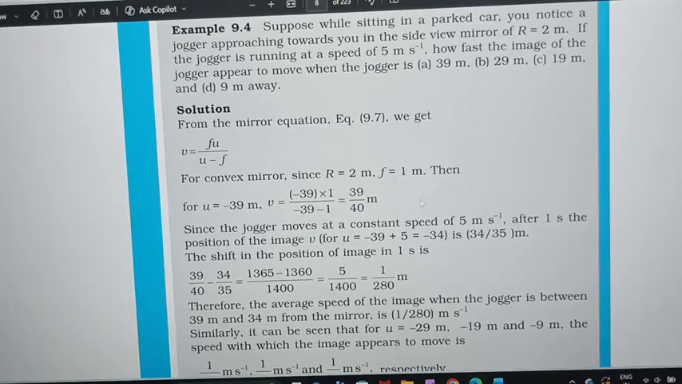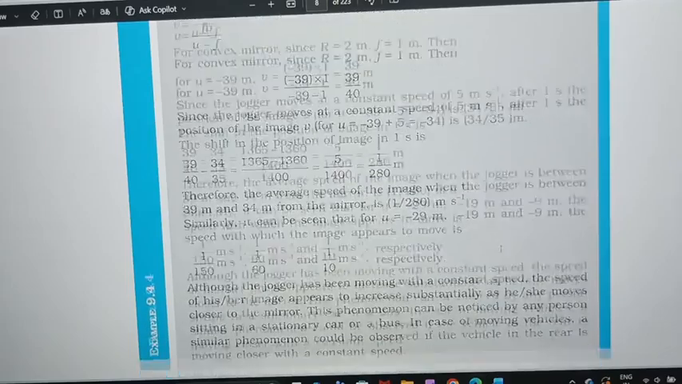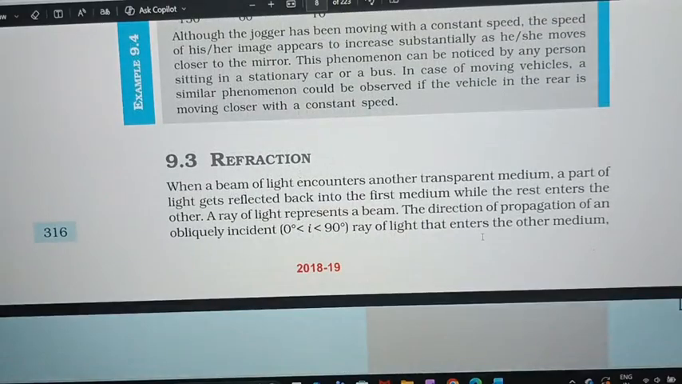Subtract those both V's. First it will be minus 29 meter. Then find V. Then take minus 29 meter plus 5. Now with that object distance you will again find V. Whatever you got, both the V's, you will subtract them. And this is only happening for 1 second. So by 1, that means you can simply write the distance itself and put meter per second. That will be the speed. So they have found it. So this is the question.